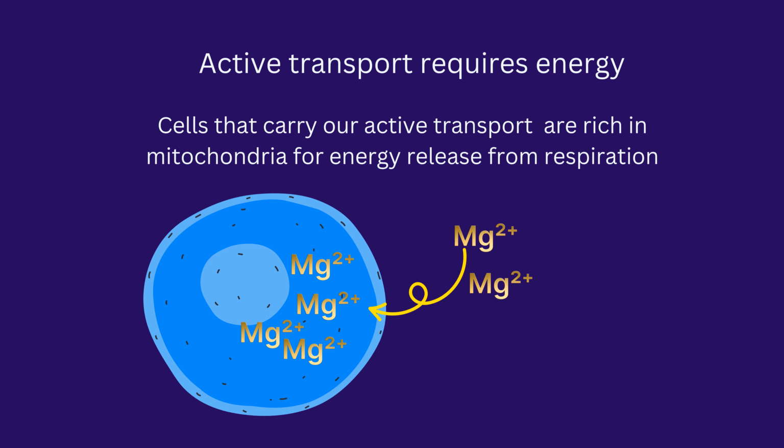As mentioned before, active transport requires energy. Any cell that is involved in active transport is rich in mitochondria. Mitochondria is the site for aerobic respiration. Aerobic respiration is the release of energy, quite a bit of energy, with the use of oxygen.